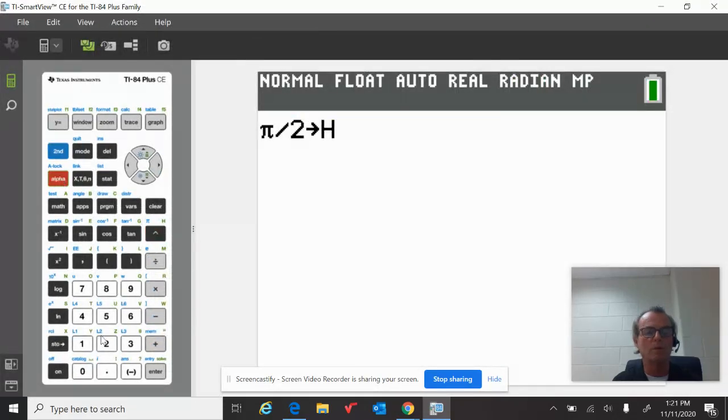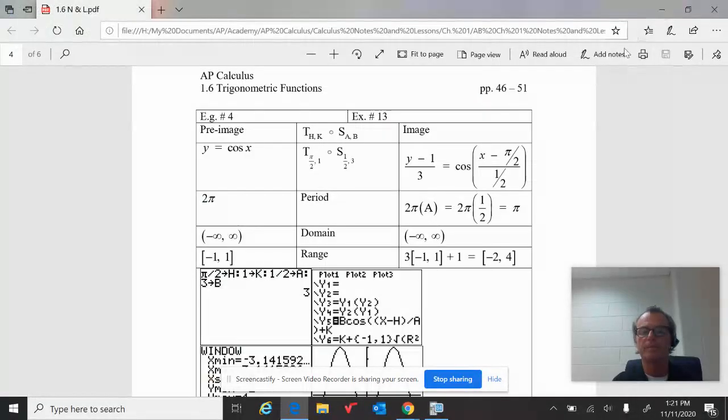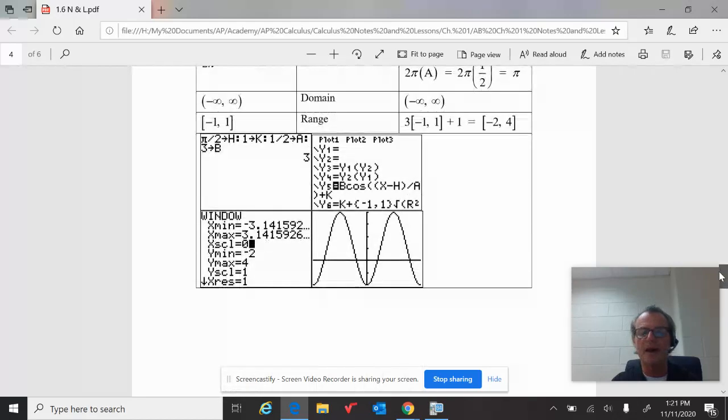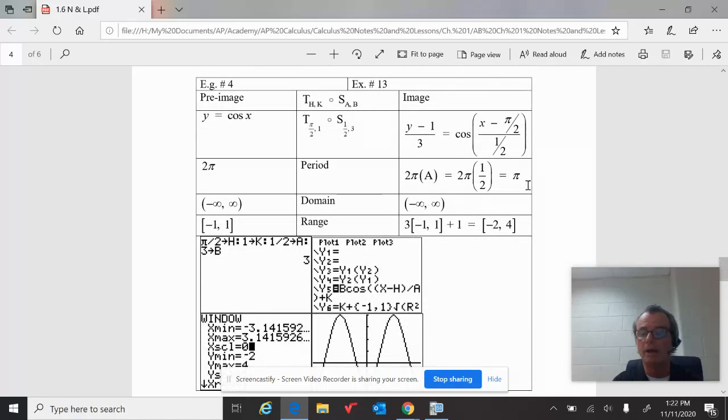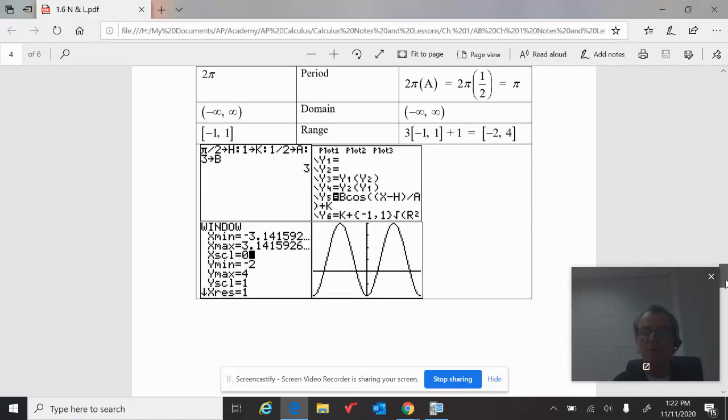So then we put all the values in here, and the output is just going to be the last value typed in. Then the window has to match up. We just made the x min and x max negative pi to pi. We already knew up here that the period of the graph is going to be pi. So we're going to see two periods of the graph. We went from negative pi to pi. And then we use this range for the y values, and there you see two periods of the graph.